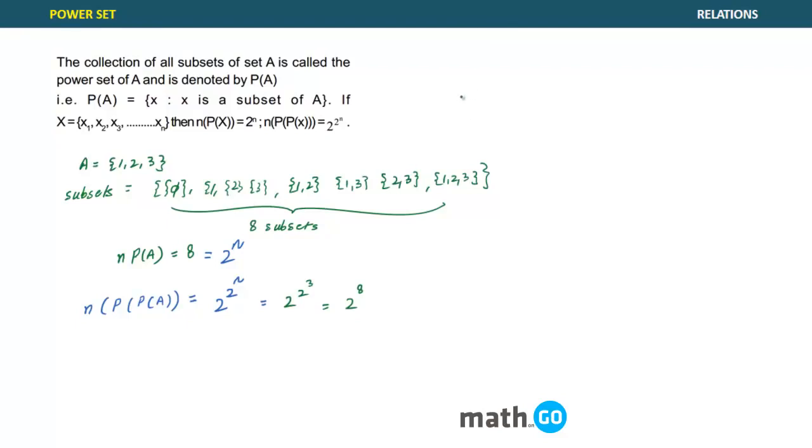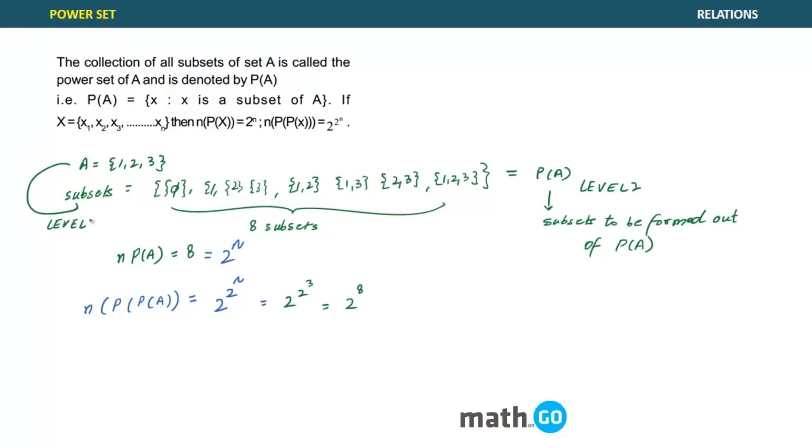Why this is happening, let me explain it to you. So now this is your power set of A, right? Now you want the subsets to be formed out of PA, right? Not A. So consider this, it's a 2-chain process. So now you are going to do level 2. When you made subsets from A to PA, that was level 1. Understand it this way. Now from PA, you want to go to P of PA. That is the second level.